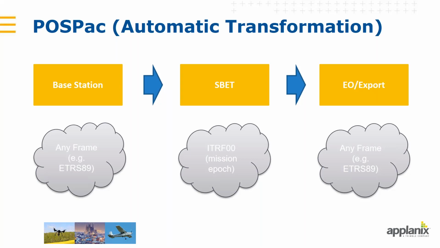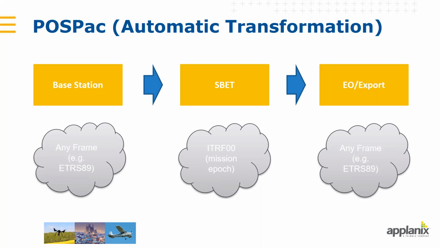And then what POSPac does, it does a transformation into an international reference system at the mission epoch. That's called ITRF00 at mission epoch. So your SBET will be in that international reference system. And the reason is that all the service files that we can download for GNSS are going to be in that frame at that epoch.